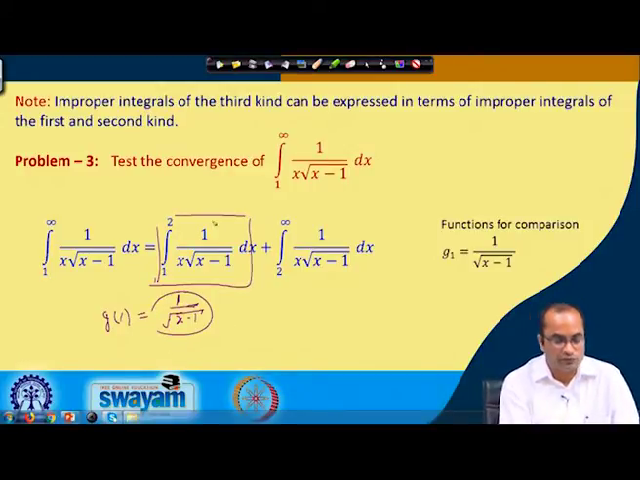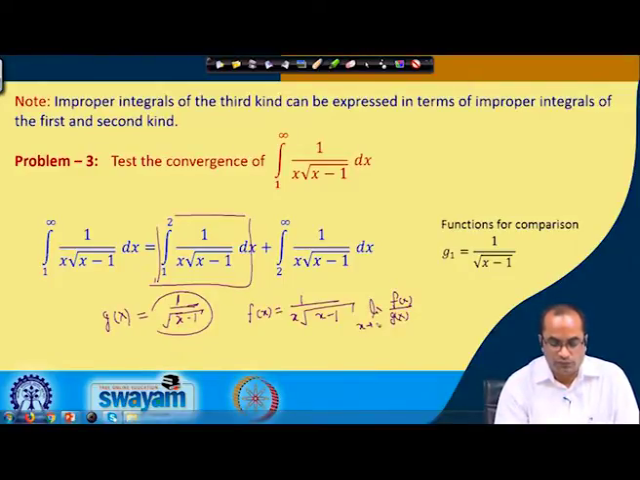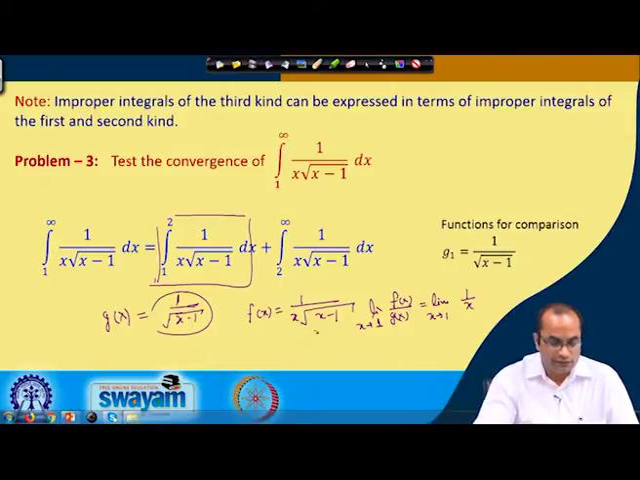If we take the ratio of the two, f was our integrand. So, here f(x) in the first integral was 1 over x square root x minus 1, and g(x) is 1 over square root x minus 1. If we take the limit of f(x) over g(x) as x approaches 1, what will happen? The 1 over x will survive, the other factor 1 over square root x minus 1 will cancel out, and as x approaches 1, this is 1. So, we are getting a non-zero number as the limit of this ratio.